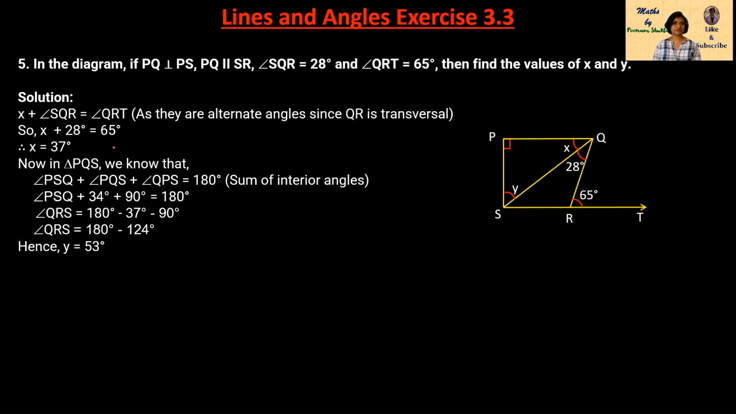The value of X will be 65 minus 28, that we get 37. So this value we got 37, and this is already we know that is 90 degree. So in this triangle PQS, what we have to find? Value of Y.